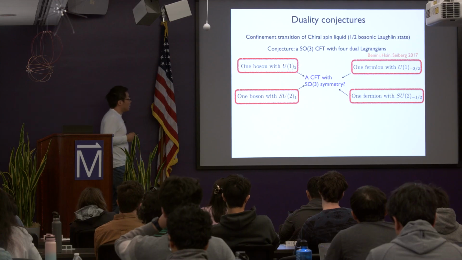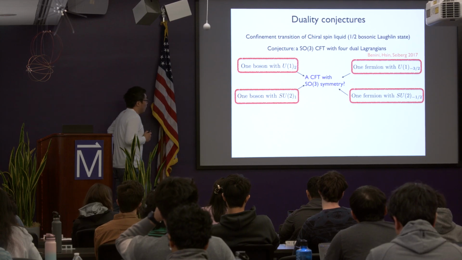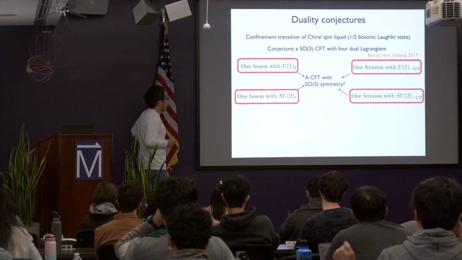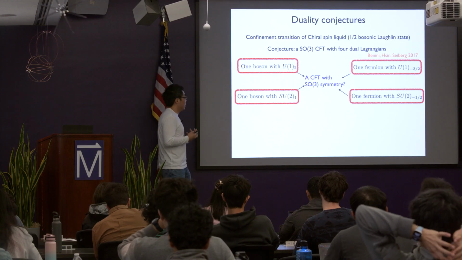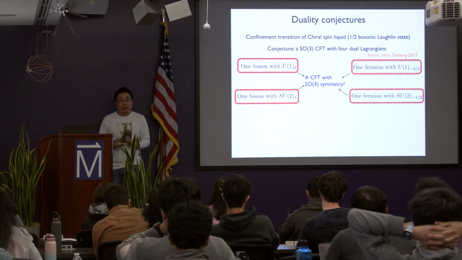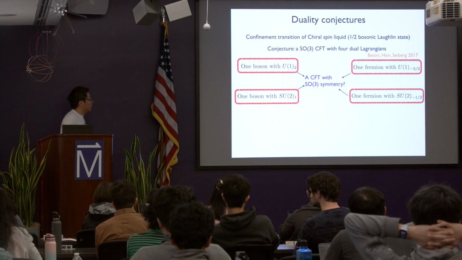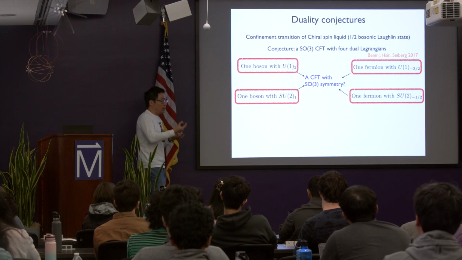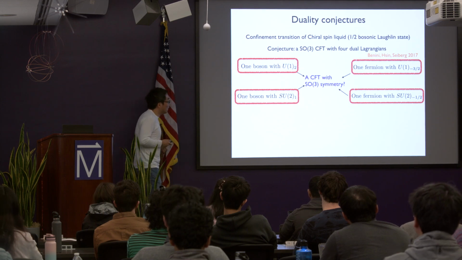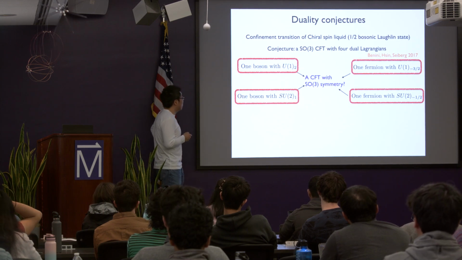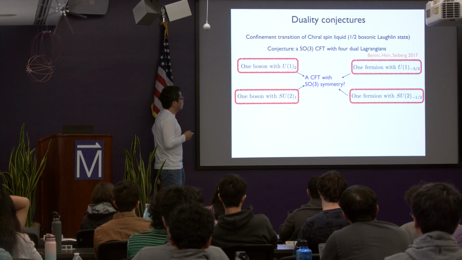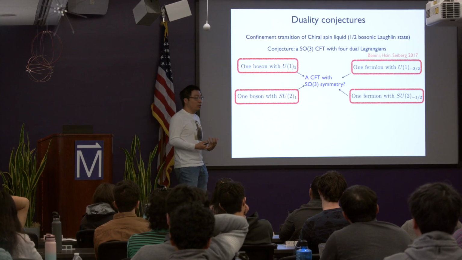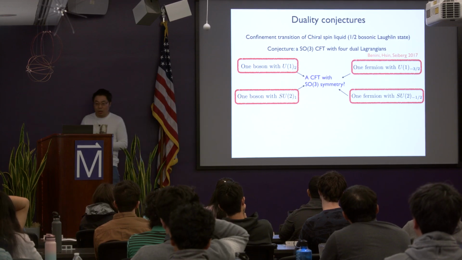And one interesting prediction is that if you look at the two non-abelian gauge theories, you will find that the theory actually has SO(3) global symmetry, but those two U(1) gauge theories only have a U(1) global symmetry. This U(1) you can think of as just the charge conservation. So the prediction is that for this confinement transition of the 1/2 bosonic Laughlin state, there will actually be an emergent SO(3) symmetry, even though you don't have it microscopically.